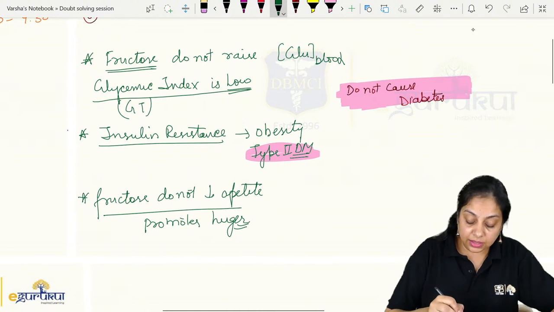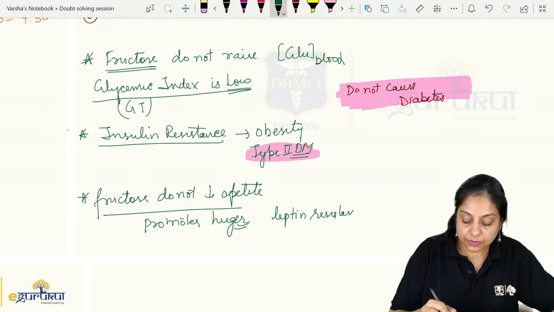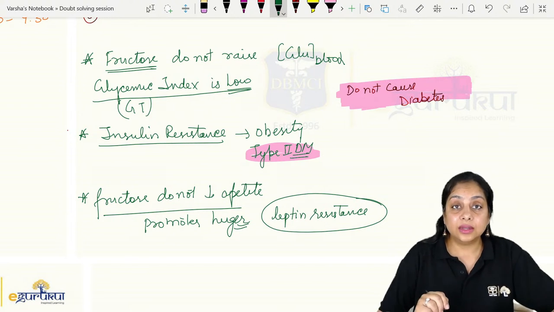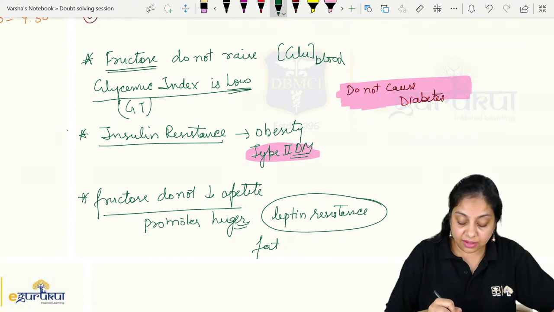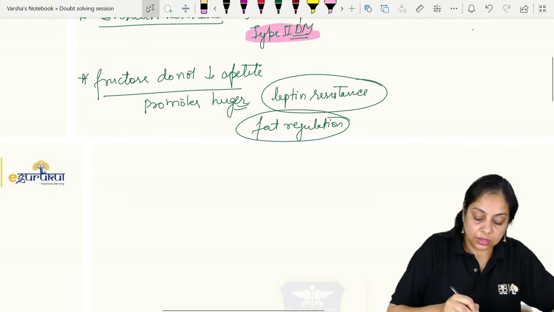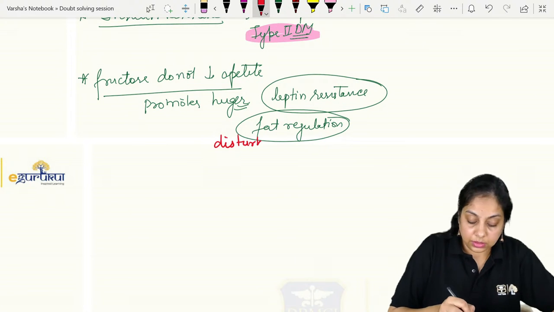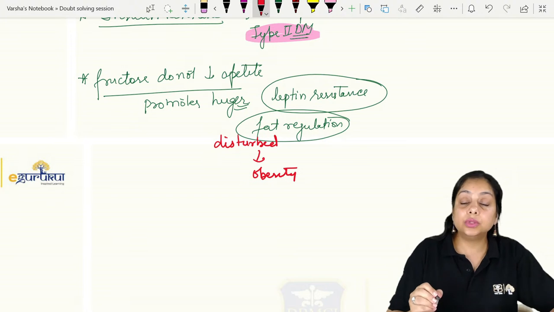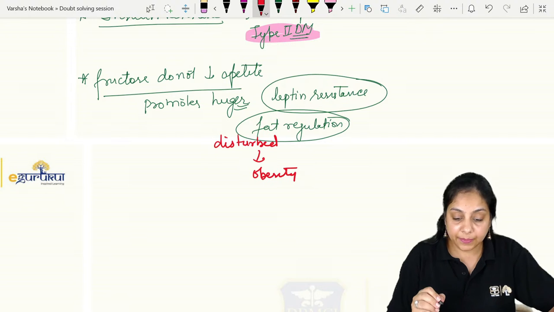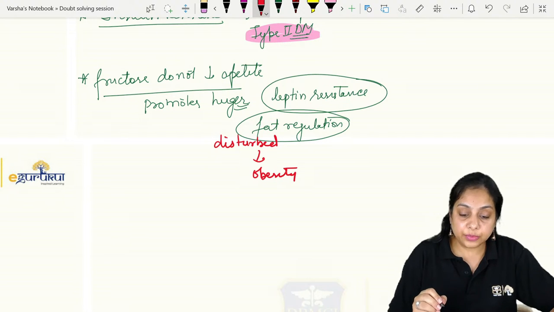Why? Because it develops leptin resistance, right? And thereby disturbing the body's fat regulation. The body's fat regulation is going to get disturbed, which will lead to obesity. These are the few facts you should be knowing about. Okay. Are we clear up to this point?